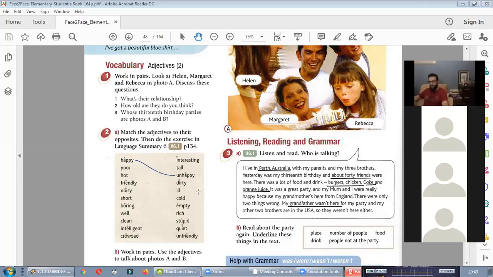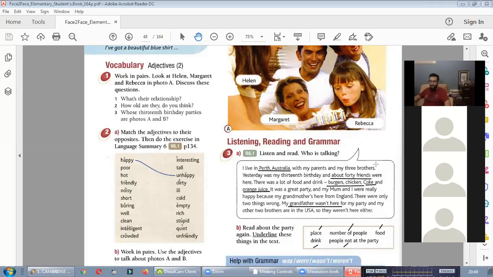Was she at the party, her grandmother? Yes, she was. All right. Okay, very good. So we found all the information. The place is Perth, the number of people about 40, the food is chicken and burgers, the drinks we have Coke and orange juice, and the people who were not at the party, her grandfather wasn't at the party, unfortunately.